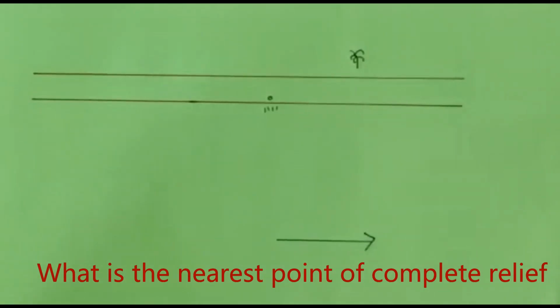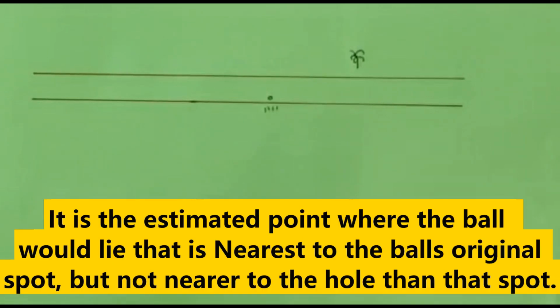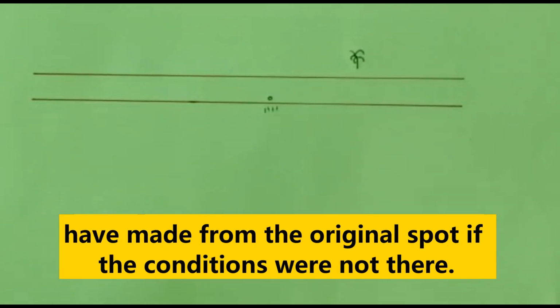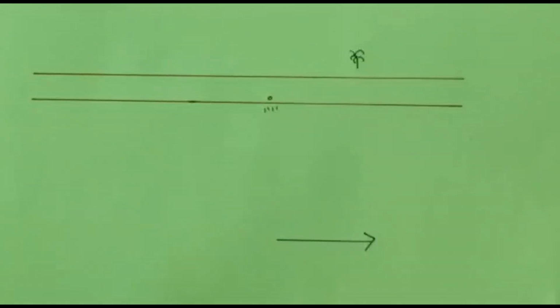Nearest point of complete relief. It is the estimated point where the ball would lie, that is, nearest to the ball's original spot, but not nearer to the hole than that spot. It is in the required area of the course and where the condition does not interfere with the stroke the player would have made from the original spot if the conditions were not there. Let us understand this with the help of a diagram.